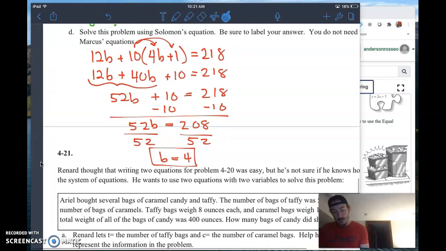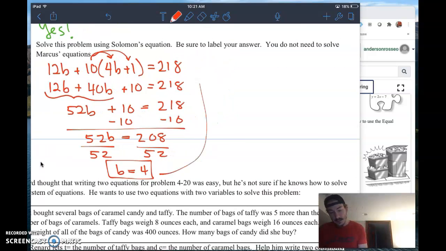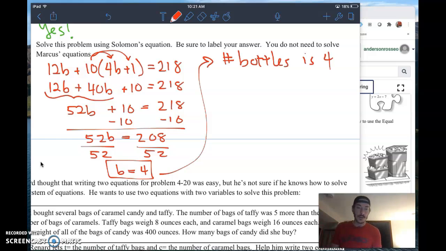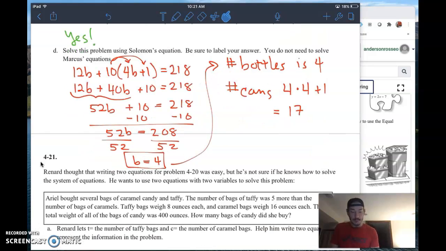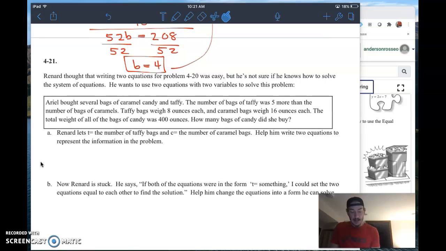That tells us that the number of bottles, right? We want to communicate effectively here. Number of bottles is 4. Okay? But the other thing we really should find out is, what is our number of cans? Remember, if you back all the way up to what Elise said, the number of cans is going to be 4 times the number of bottles plus 1 more, which works out to be 17 cans. Okay, so we really got 2 answers there. It's one of those things that we're going to continue to see more and more. Okay, moving on to the next question.